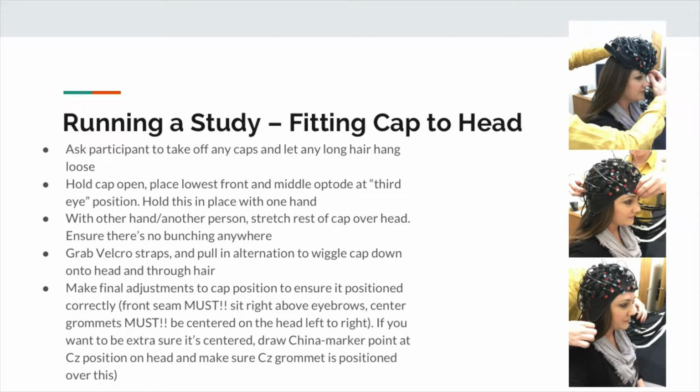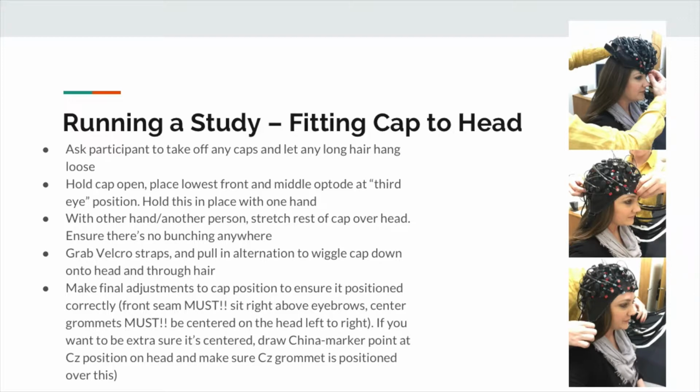If they have long hair, make sure it's let down. So if your participant has long hair and they're wearing it up in a bun or back in a ponytail, or even in a thick braid, you might ask them, hey, can you let down your hair? Because it's much easier to work through hair that's been more distributed over their head than hair that's really bunched up in the back.